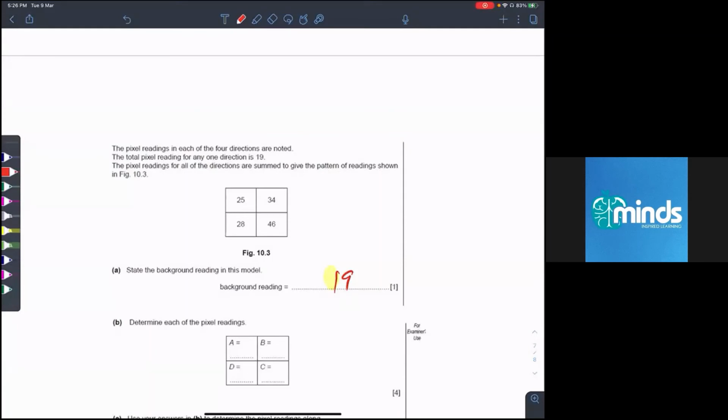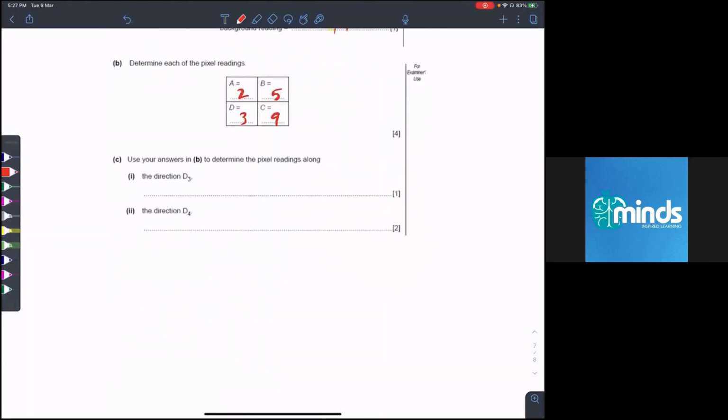Starting for A, 25 minus 19 is actually 6. 6 divided by 3 is 2. 34 minus 19 is actually 15. So it will become 5. 28 minus 19 is 9. It will become 3. 46 minus 19 is actually 27. So it will become 9. So are we getting the same 2, 5, 9 and 3? Yes, sir. I'm going in alphabetical order. Amna, you are getting the same?